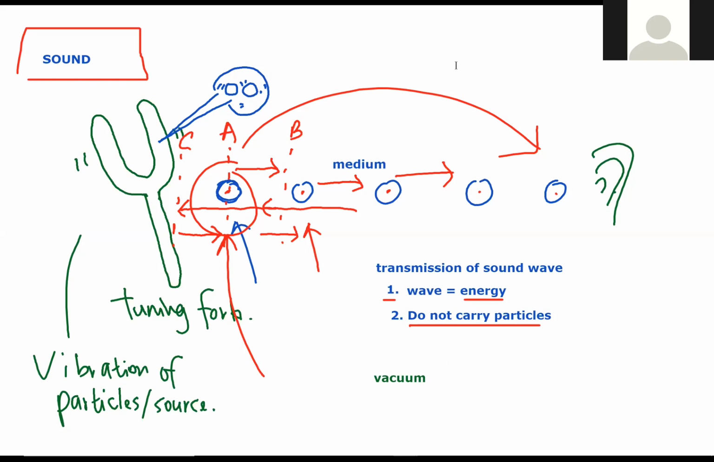Now, let me show you an example of this sound wave. Before that, we just talk about the types of sound wave. There are 2 types of sound wave. Write this down. First is longitudinal wave, and second is transverse wave. There are 2 types of wave: first is longitudinal, and second is transverse.